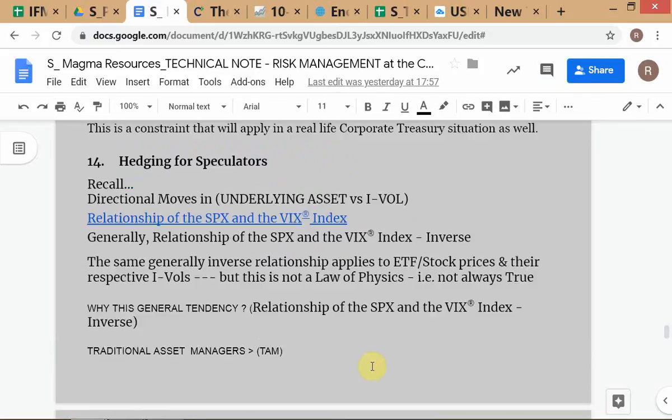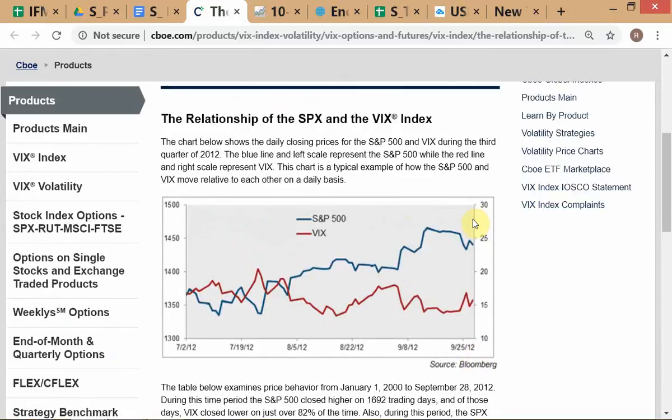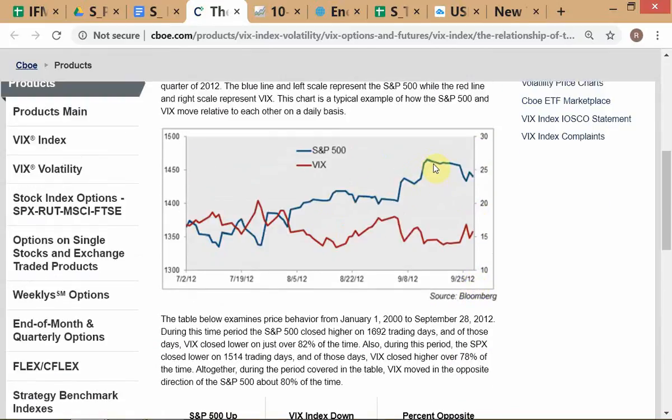Why does this happen? We said that there is a general tendency which you see. They try to show you this on this CBOE page, right? That when the S&P goes up, the VIX goes down. So why is this happening? The second part of the question was, what is the logic, what is the theory behind this relationship? In the first place, this is not a guaranteed relationship, and you can't guarantee the magnitude of the relationship either. It keeps shifting.